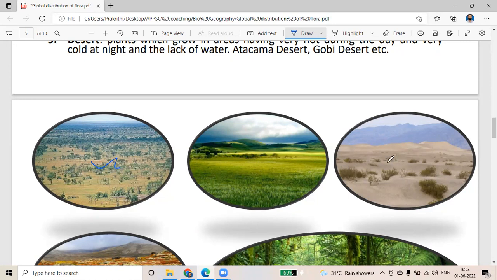Then this is desert area. First, there is plant vegetation cover, but it is also dry in its appearance. It has its own thorns for reducing the water loss, and it is fleshy in nature as well.